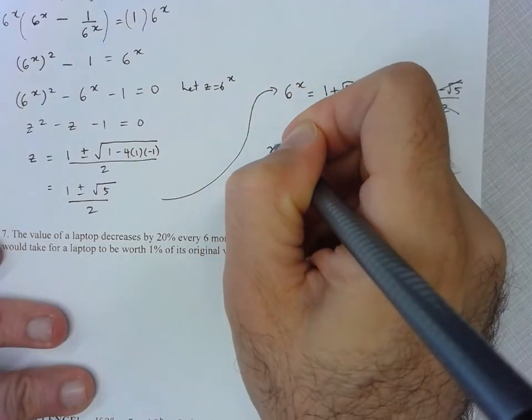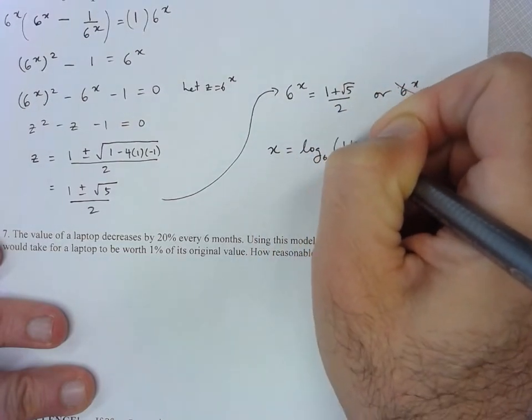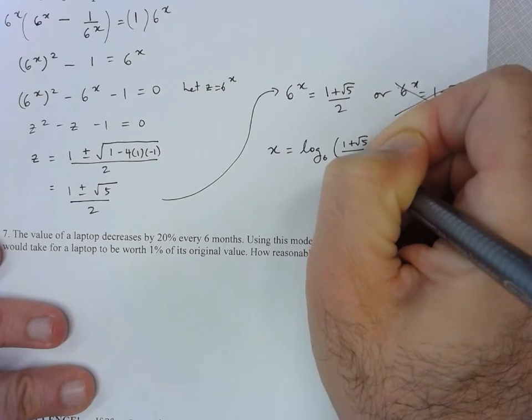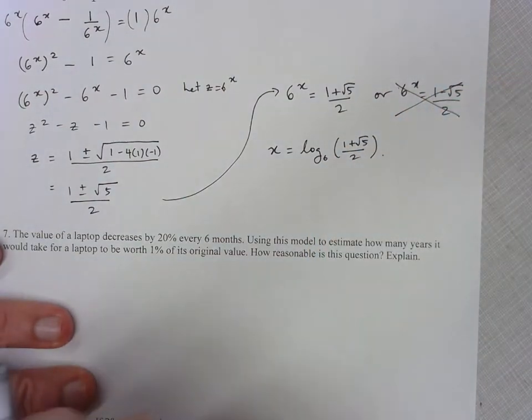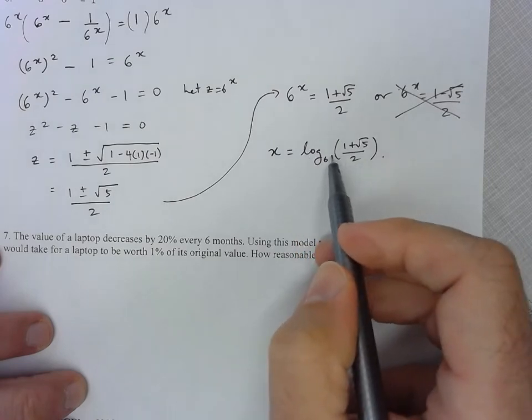I'm going to take log base 6 of both sides. So x equals log base 6 of 1 plus root 5 over 2. Okay, and of course, if I wanted an approximation, I would use the change of base formula to turn this into log base 10.